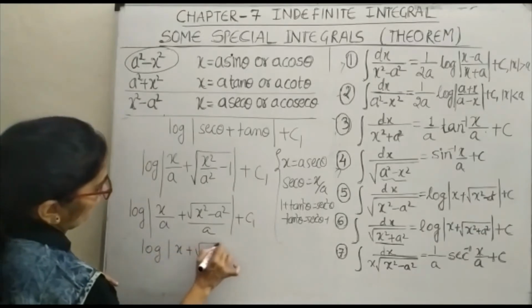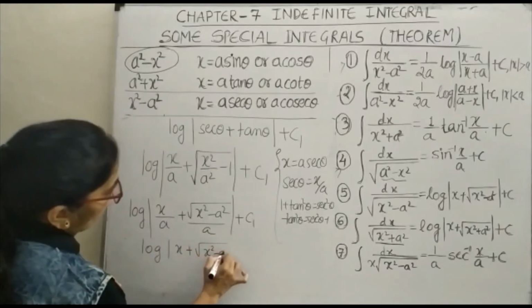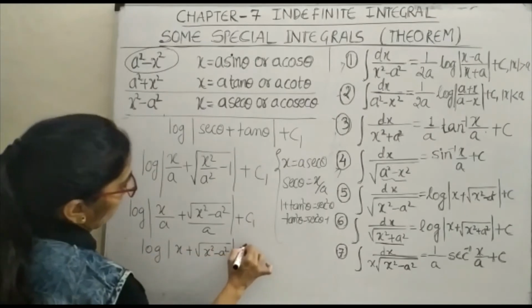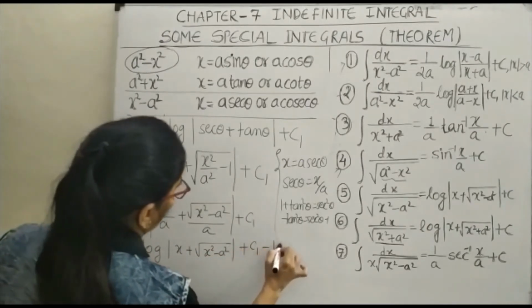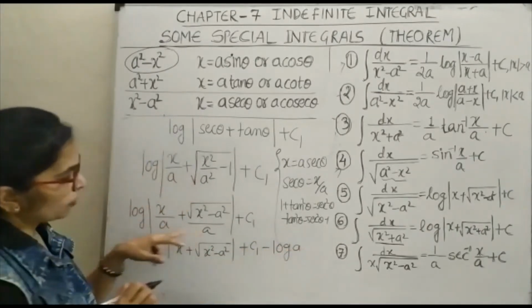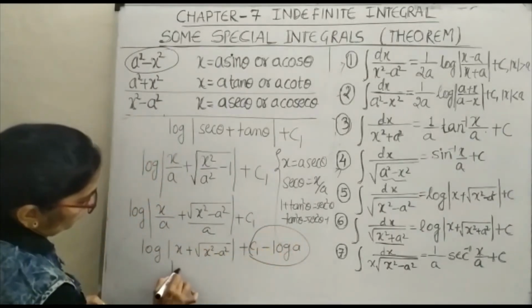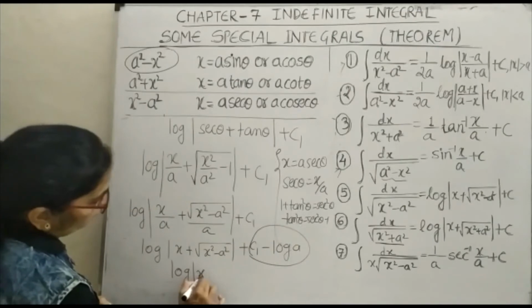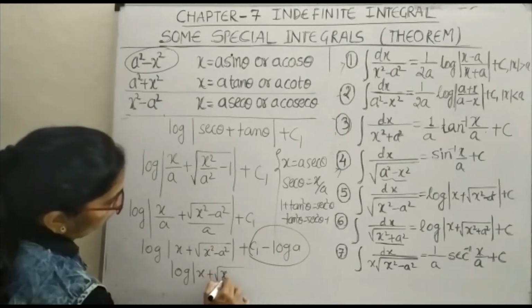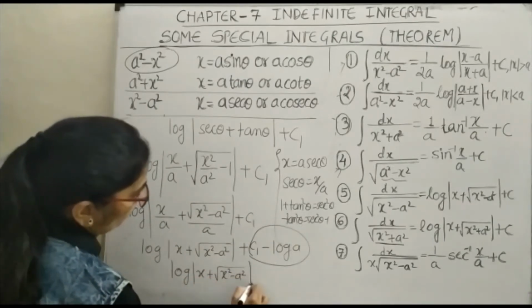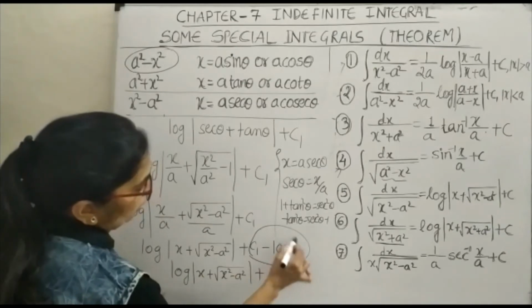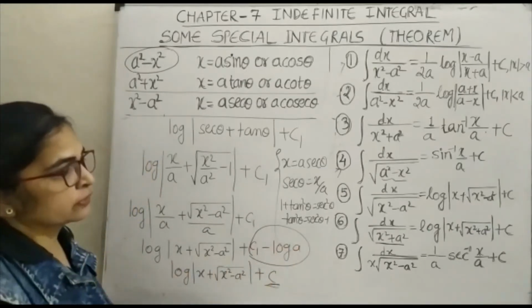Now your log x plus under root x square minus a square प्लस c1 माइनस लॉग a अपॉन में a है तो और इसको आप एक वापस कांस्टेंट में रख दीजिए तो ये आपका हो जाएगा लॉग x प्लस अंडर रूट एक्स स्क्वायर माइनस a स्क्वायर प्लस c. So this we have replaced by another constant, that is c.